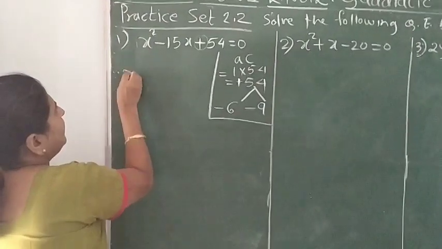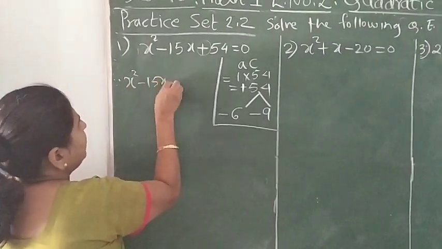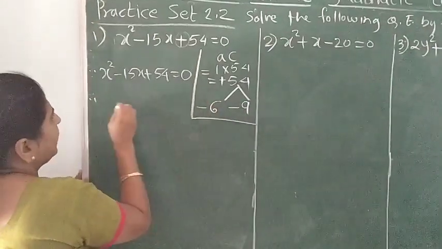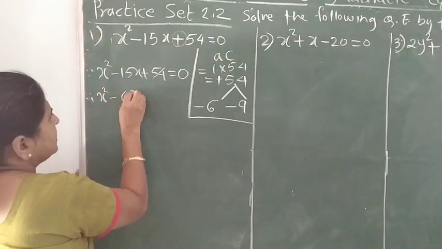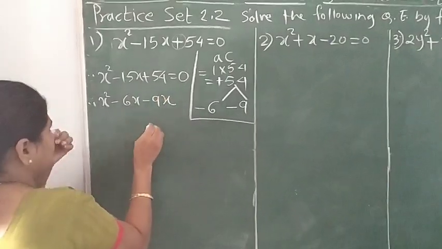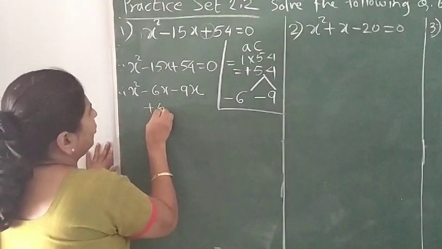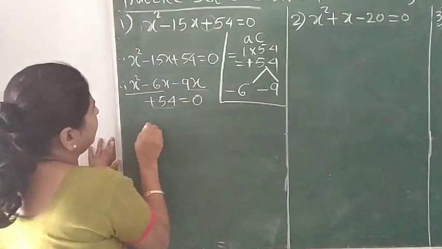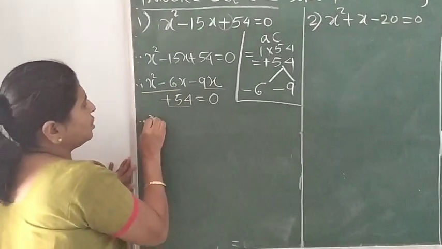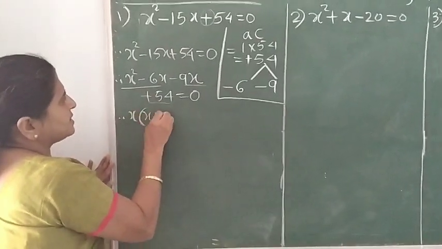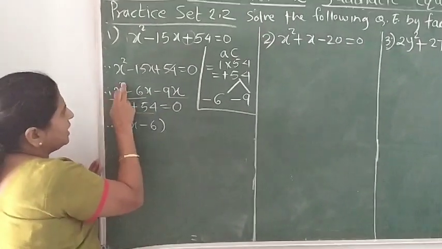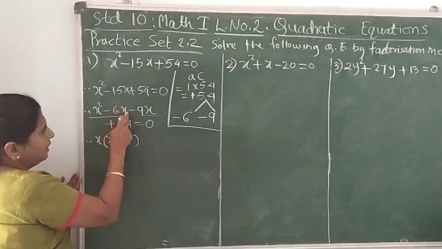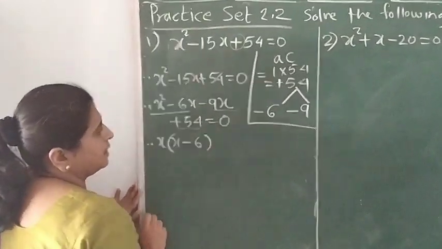So when we write x square minus 15x plus 54 is equal to 0, we should write these factors: x square minus 6x minus 9x plus 54 is equal to 0. Taking the groups of the first and second terms, taking x common from here, we get x, and the remaining is minus 6.